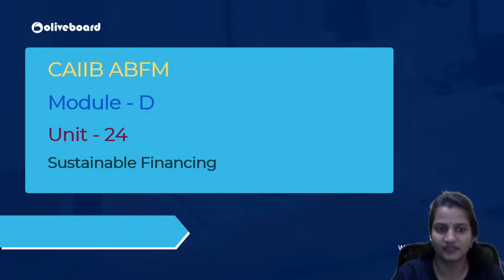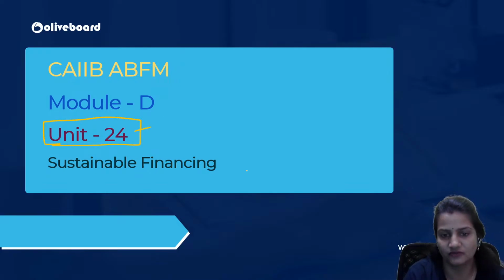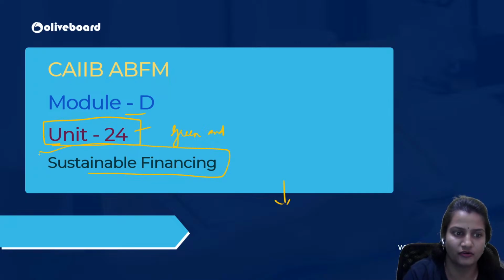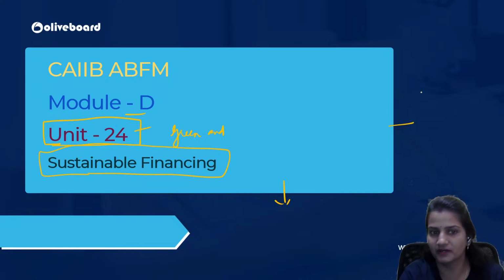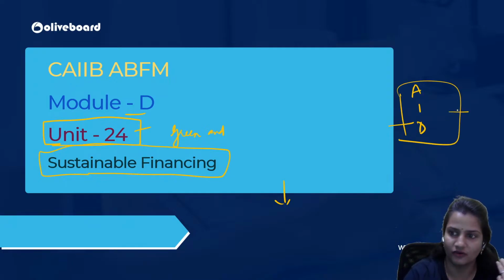So let's start today's session. Today we have to start a new unit, that is unit number 24. We are at our last stage of module D. This is the second last unit of module D, green and sustainable financing. Hereby we are going to complete all the modules from module A to module D. All the sessions we have already covered.